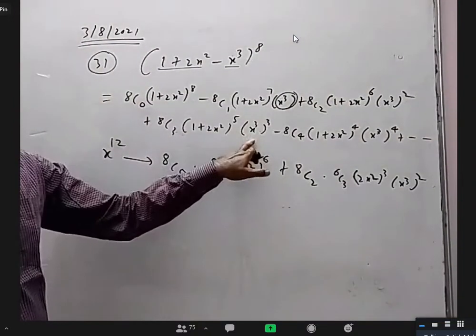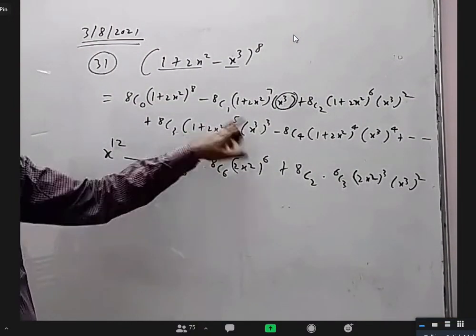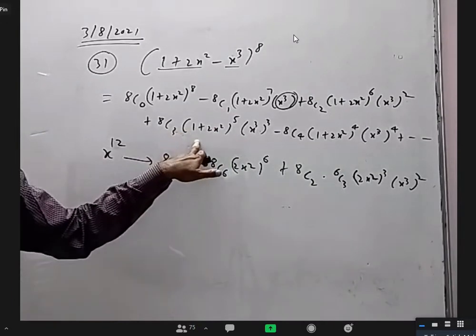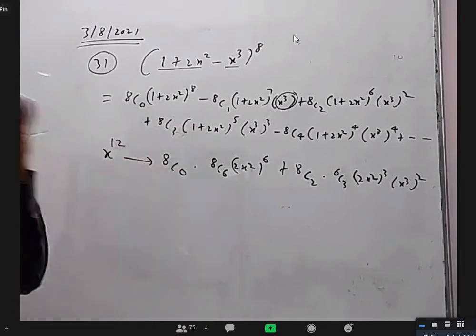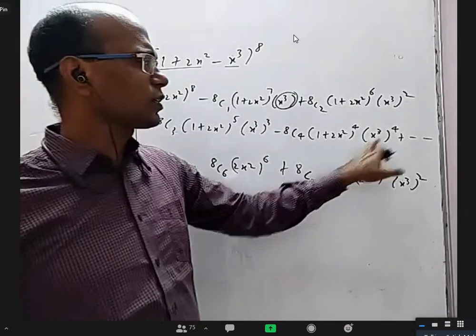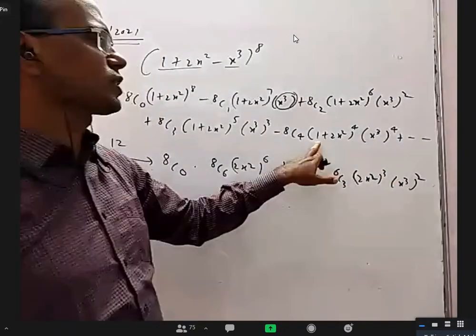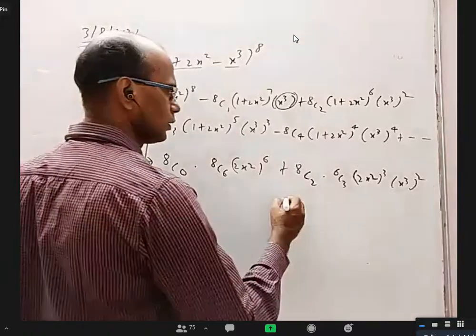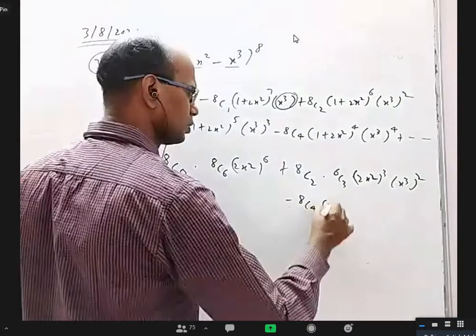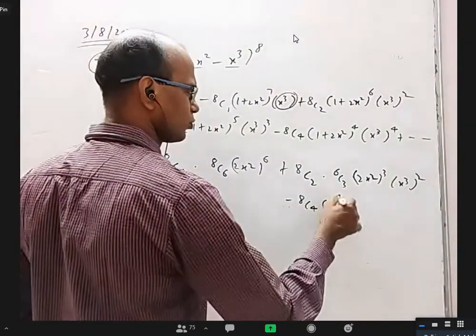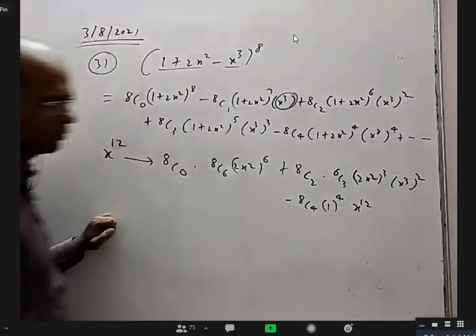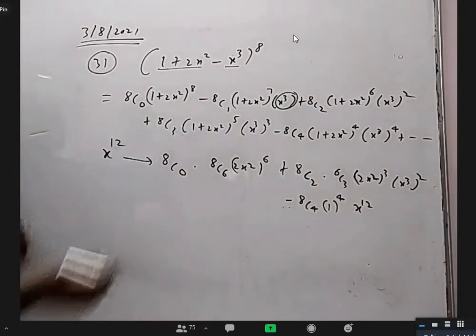Coming to this x power 9, I have to multiply x cube in it to get x power 12. But no, this cannot give me x cube because when I expand this, I'll get all even powers. But coming to this, x power 12 is already there, so I have to take the constant here, only 1. So I'll also get minus 8c4, 1 whole power 4 into x power 12 straight away. So these are the three ways.